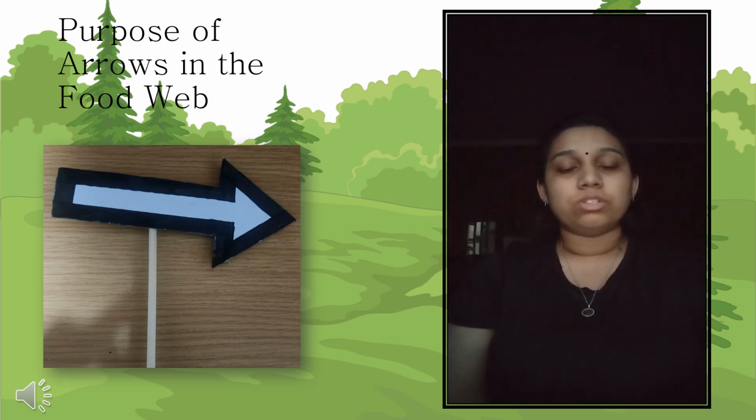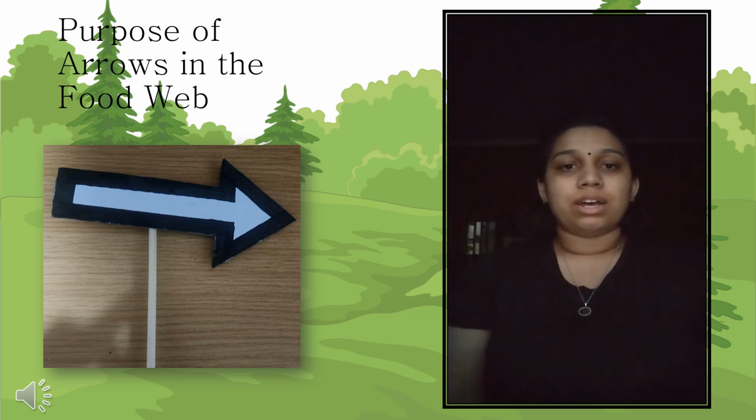The purpose of the arrows in our food web. In a food web, arrows indicate the flow of energy and nutrients between organisms, pointing from the organism being eaten to the one that consumes it. For example, an arrow from a plant to the rabbit shows the rabbit gets energy by eating the plant. The arrows illustrate the feeding relationships within the ecosystem, helping us understand who depends on whom for energy.